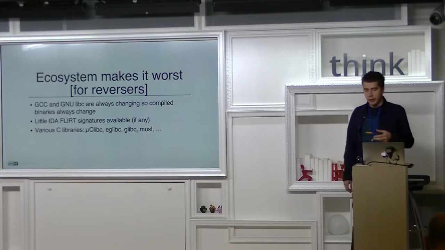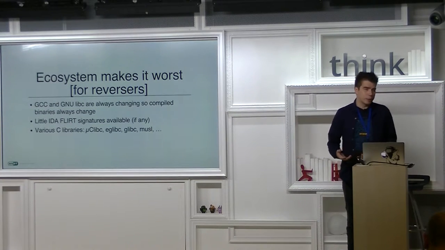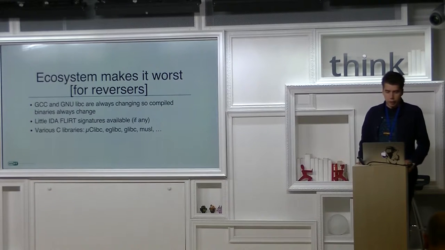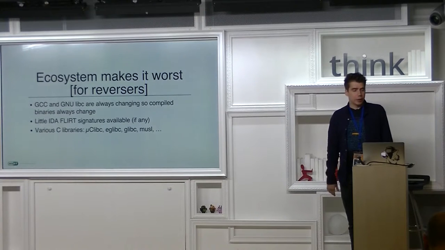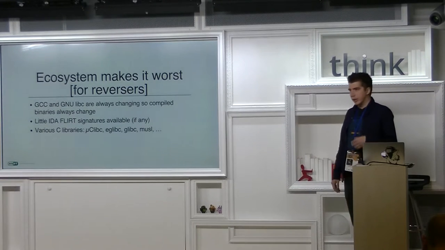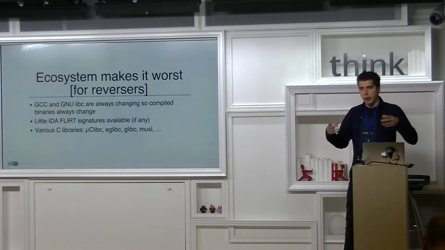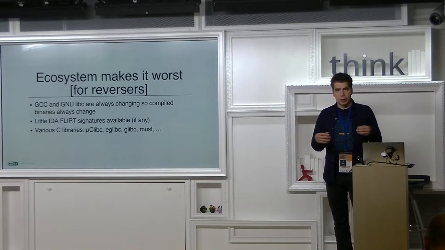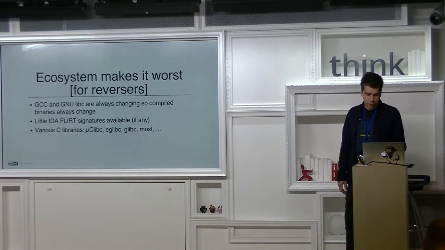And the IDA FLIRT signatures for this type of architecture never worked in all the samples I looked at. So there might be some tricks, I don't know, and I'm open to suggestions if there's any. Also, there are various C libraries. So you have uClibc, uClibc-ng, glibc, musl, and a lot of other C libraries, which any binary with C code can be linked against, and so it would have you start your analysis from scratch if it's a different C library.